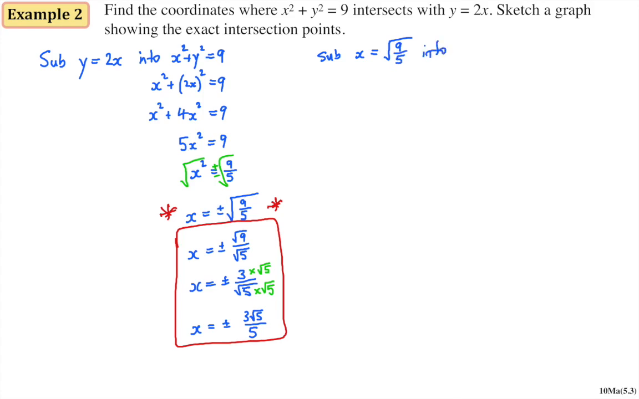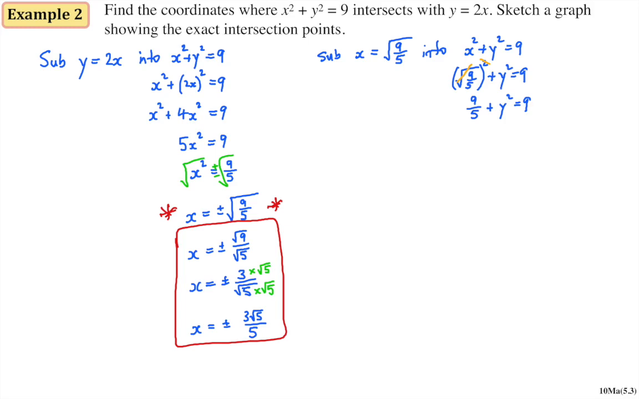I'm going to substitute that into x squared plus y squared equals 9. So when you look at that, the x value is the square root of 9 over 5. Now, what's the square root of 9 over 5 if you square it? Well, the squared and the square root sign cancel each other out, just to leave you with 9 over 5 plus y squared equals 9. Let's minus 9 over 5 from both sides.